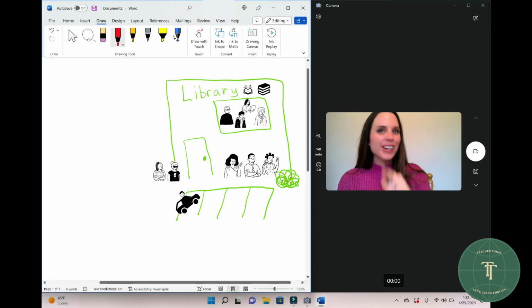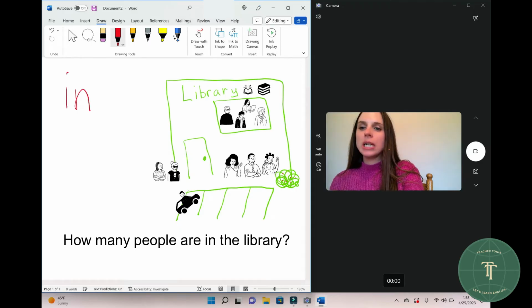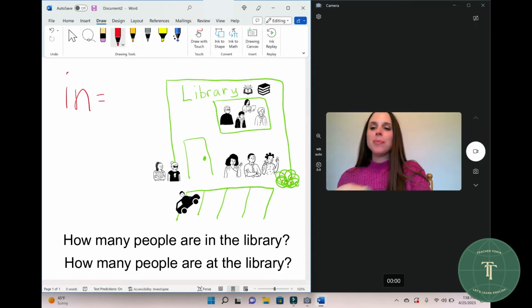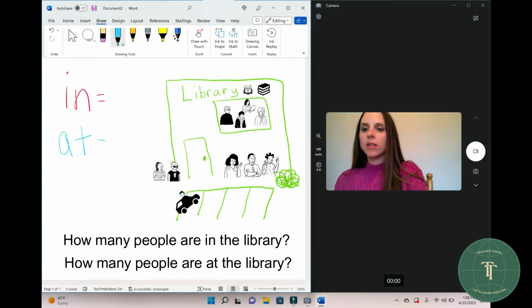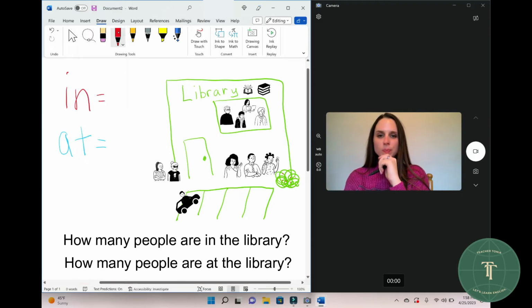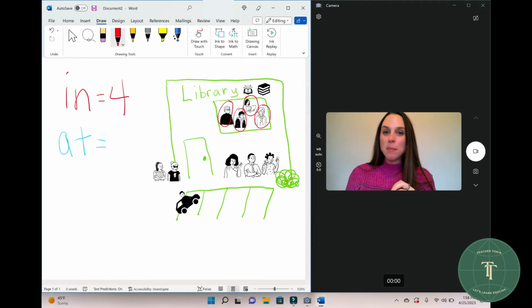Okay, now you try. How many people are in the library? And how many people are at the library? Okay, four people. One, two, three, four. Four people are in the library.